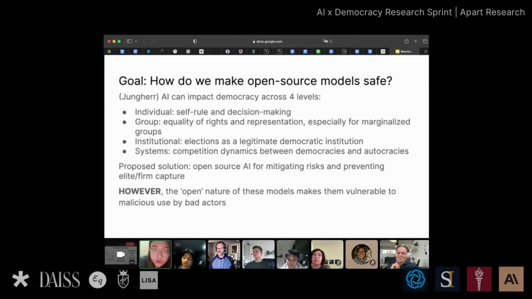So as such, what we want to do is figure out in what ways we can ensure that models are safe before open sourcing, and how we should be able to keep them that way. So for example, not jailbroken or retrained.